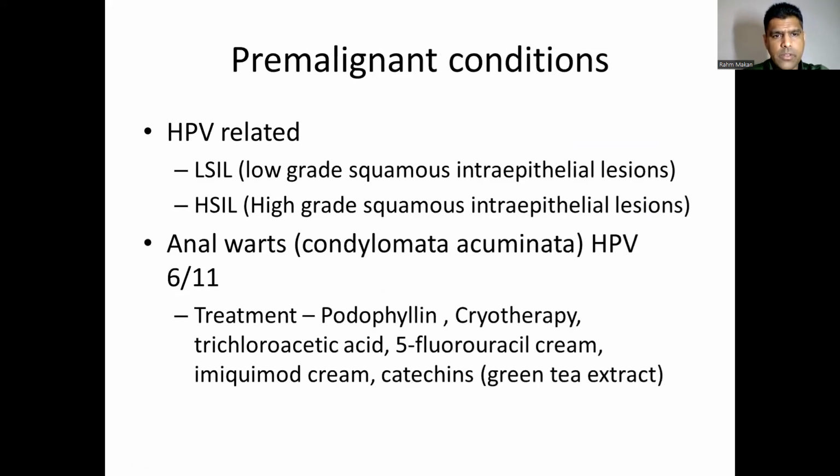Pre-malignant conditions also are HPV related. They are classified into low-grade squamous epithelial lesions and high-grade squamous epithelial lesions. Anal warts are also seen as a pre-malignant condition, and they're also HPV related, and the types are 6 and 11. The treatment for these anal warts typically involves podophyllin cream, cryotherapy, trichloroacetic acid, 5-fluorouracil creams, imiquimod cream, and catechins, a green tea extract, which has also been shown to work in 50% of patients that tried it.